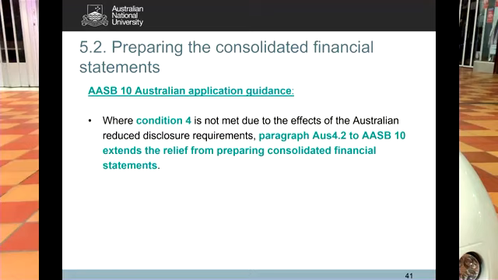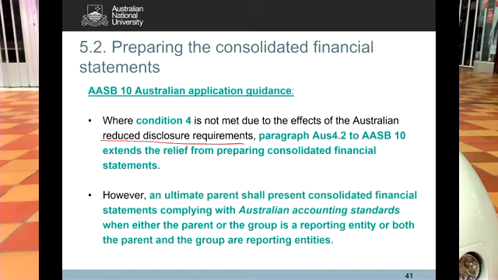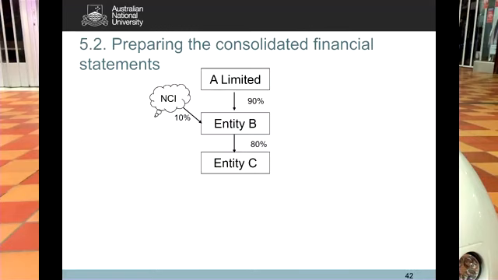However, if your parents are under this reduced disclosure regime and exempted from preparing, then that's okay. If your parents don't prepare, you don't really need to meet this condition to make sure you are exempted from preparing consolidated financial statements. Okay? Otherwise, they need to prepare. Okay? I'll show you this figure, then we will finish.